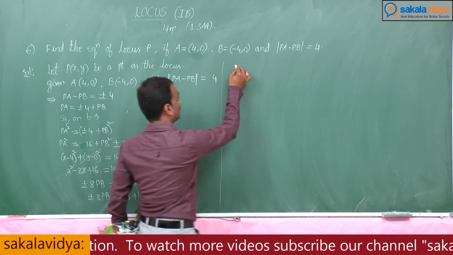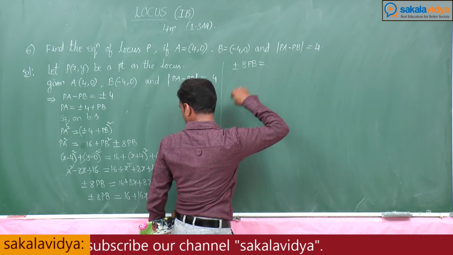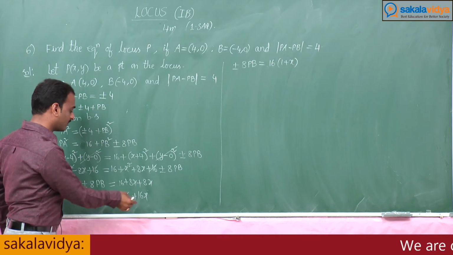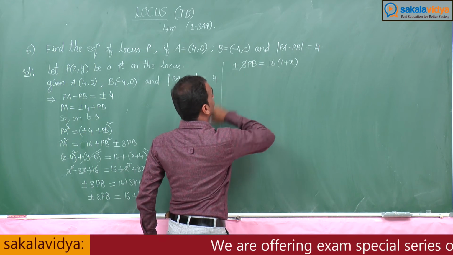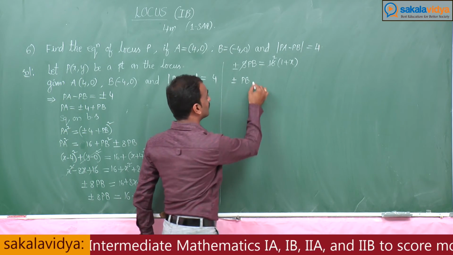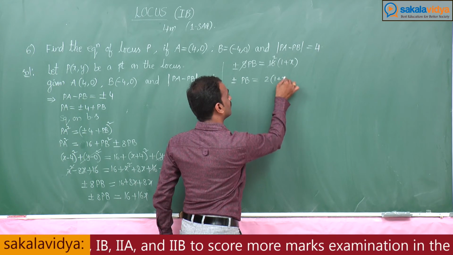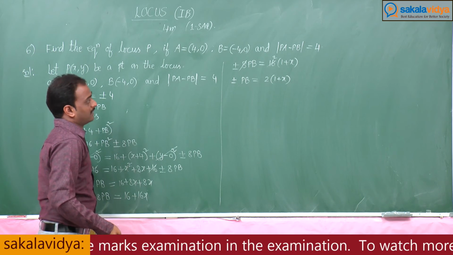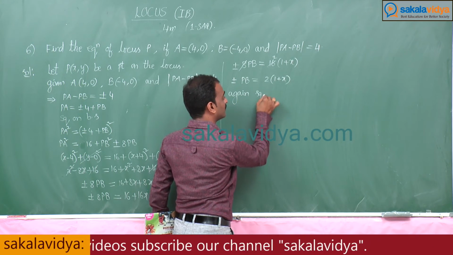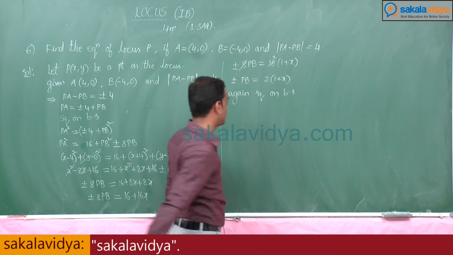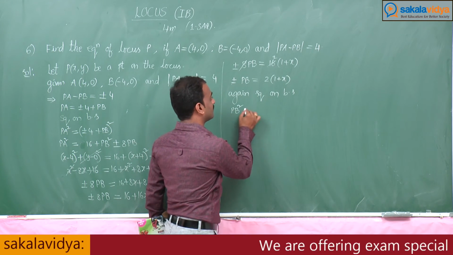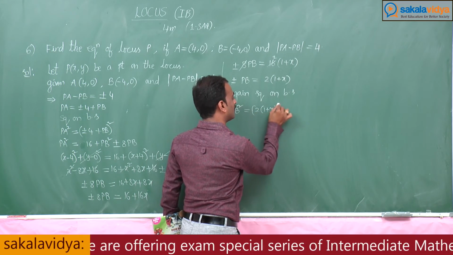Plus or minus 8 PB is equals to, if you take 16 common, it becomes 1 plus x. We can write it as 16 into (x plus 1) or (1 plus x). Plus or minus PB is equals to 2 into (1 plus x). Again, simplification, squaring on both sides. When we square both sides, (plus or minus PB) whole square can be written as PB square is equals to 2 into (1 plus x) whole square.